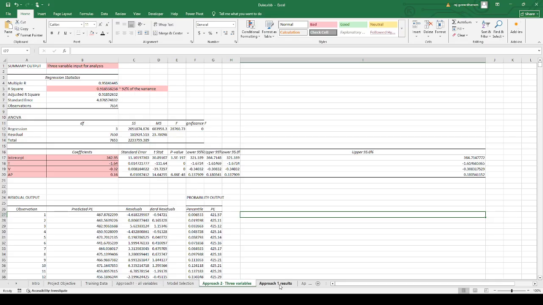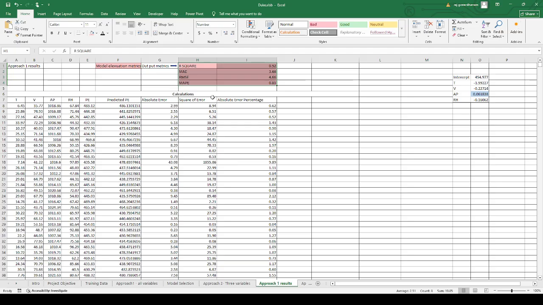Coming to the approach 1 results, to evaluate and validate the model, I used four key metrics: R square, MAE, RMSE, and MAPE. These metrics show that the model performs accurately and reliably on the test data. Coming to the test results, these five columns are test data columns, and I calculated values for the rest of these columns: predicted value, absolute error, square of error, absolute error percentage, and the R square, MAE, RMSE, MAPE. Here are the values for approach 1, and approach 2 results.